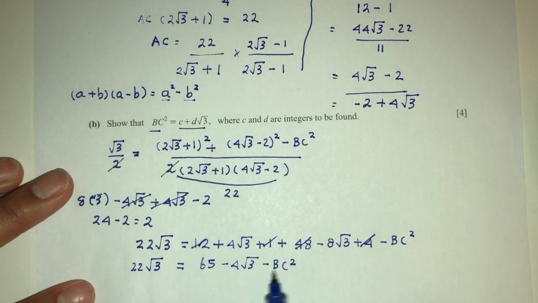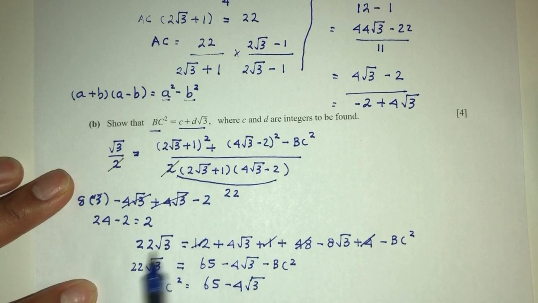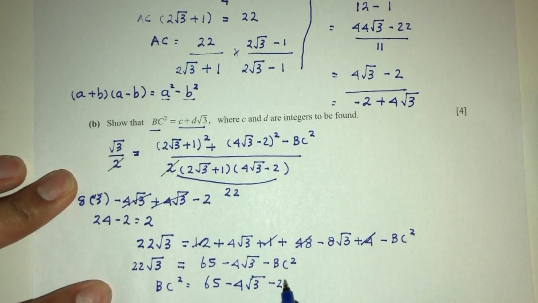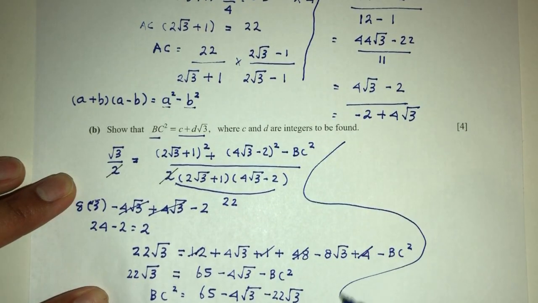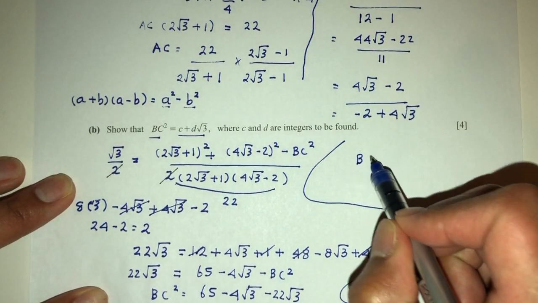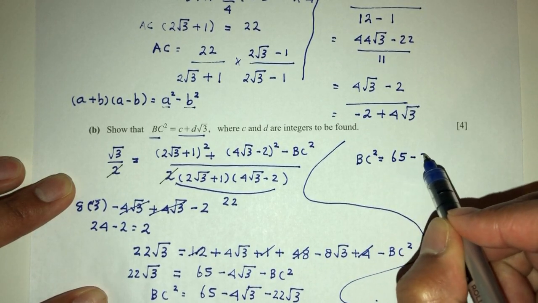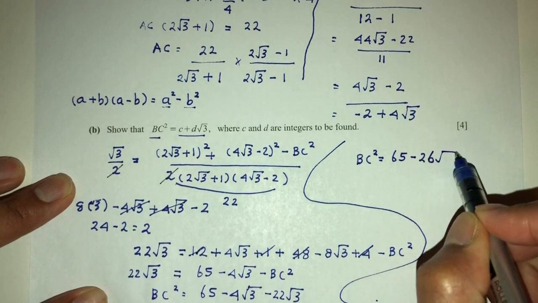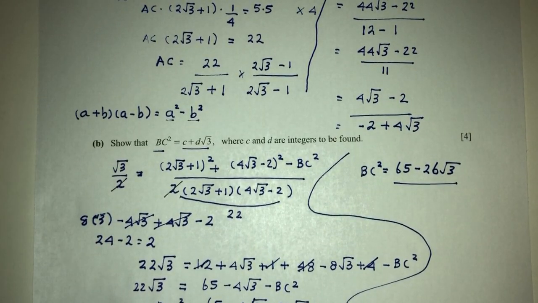Okay. Now to make this become subject, I have to send this to this side. You will have BC square will be 65 minus 4 root 3. Send this over here, become minus 22 root 3. So simplify. You will have BC square should be 65 minus 26 root 3. Okay, so this will be my answer for BC square.